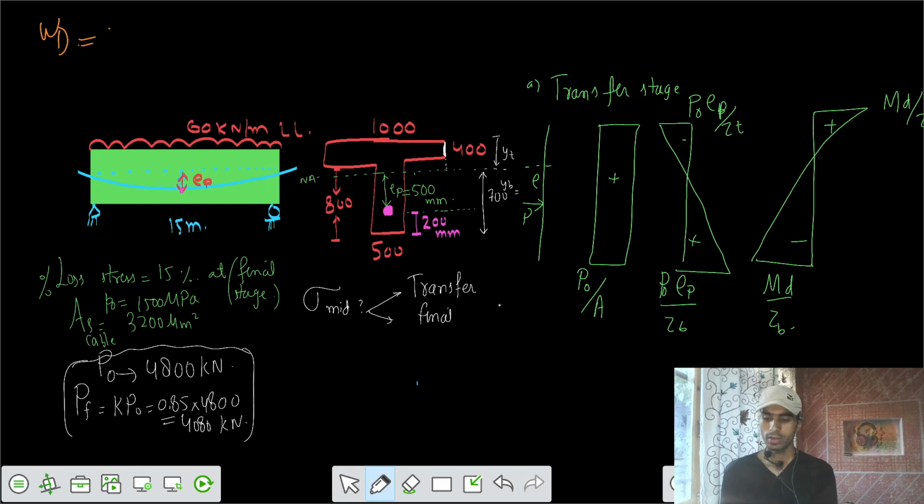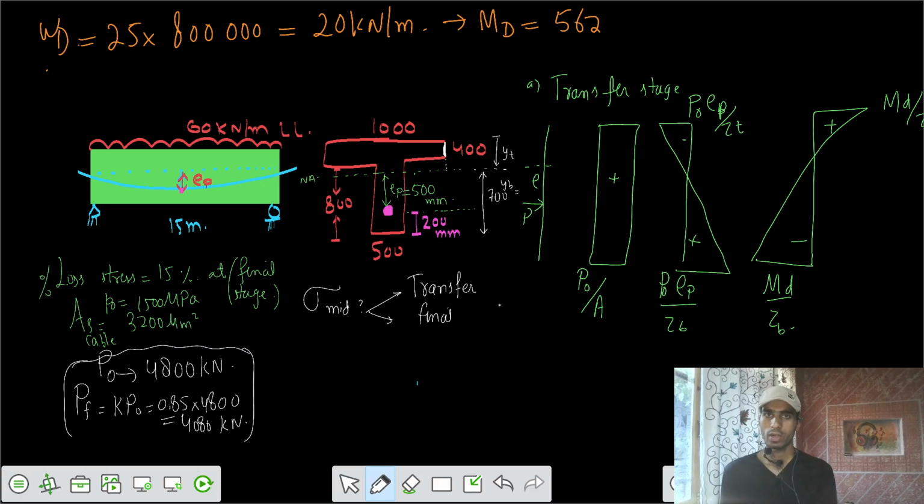Should we take 25? Yeah. 25 into the area of the cross section, which was 800,000 millimeters square. So that is a final value of 20 kilonewton per meter. And because of that, you would have some dead moment, that is 562.5 kilonewton meters.